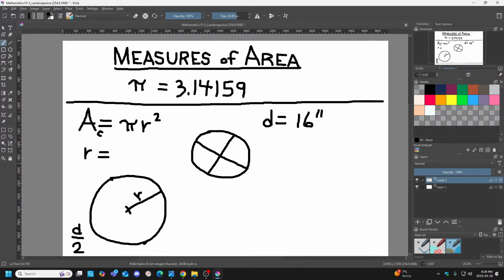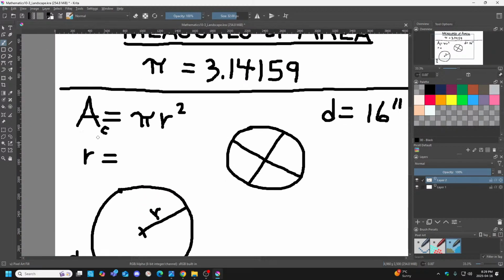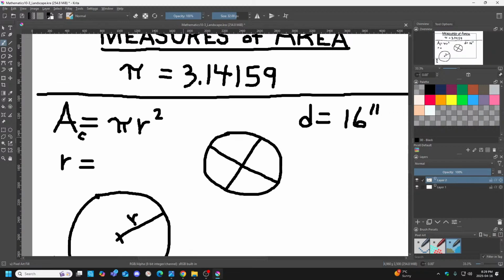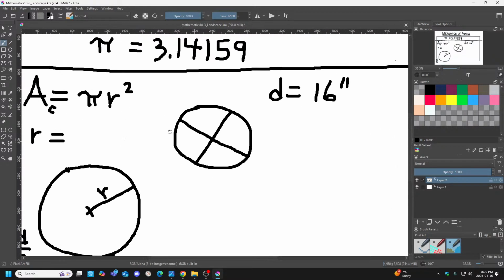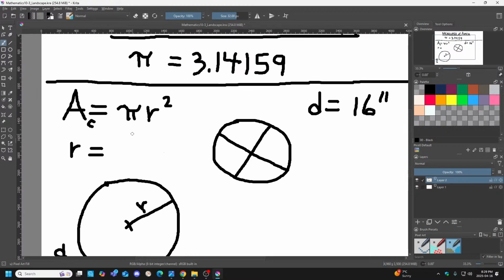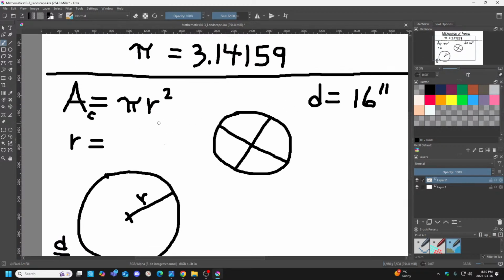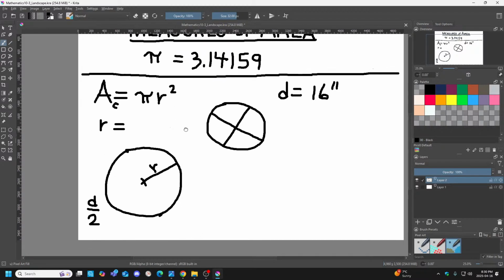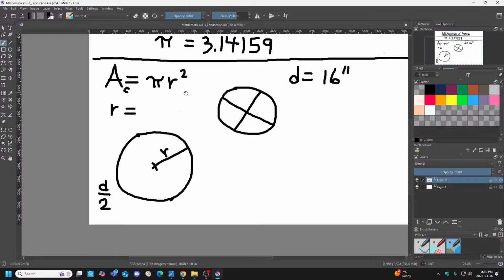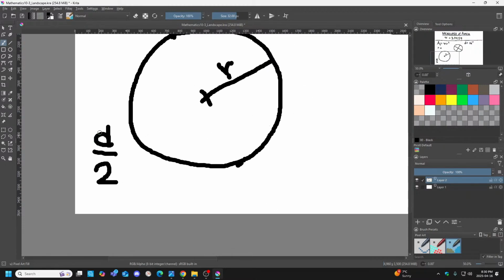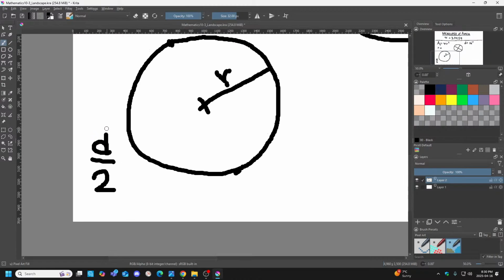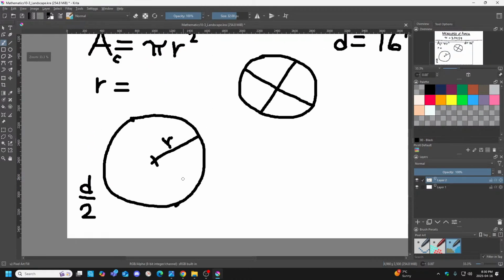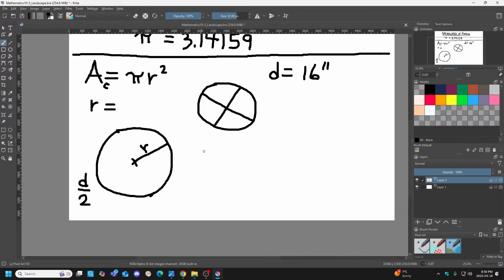So let's look at the formula here. Area of a circle, or area of a pizza, whatever you want to call it. The formula is pi r squared. D is not r, right? So when you're substituting, you go, okay, well, I have diameter. That's not r, right? What is r? R is d divided by 2.